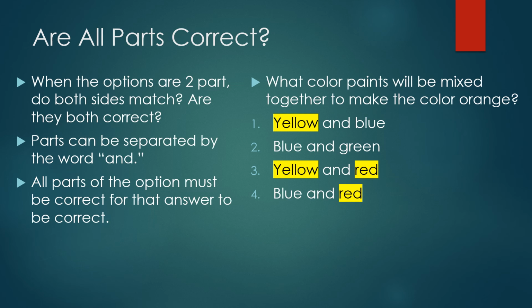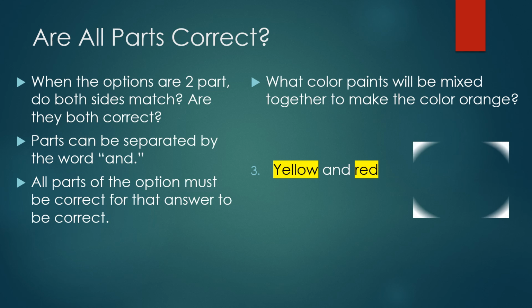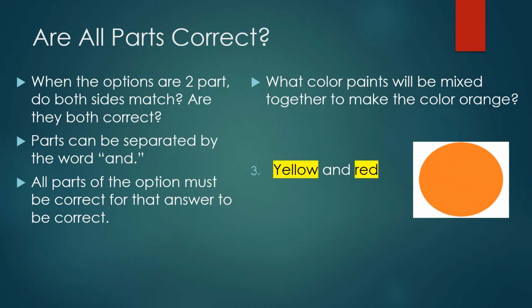The example given here: what color paints will be mixed together to make the color orange? Is it yellow and blue? Is it blue and green? Is it yellow and red? Or blue and red? By knowing what mixture of colors makes orange, we know that the options eliminated would leave us with yellow and red mixed together to make the orange. Both sides of the and are correct, which makes 3 the best choice.